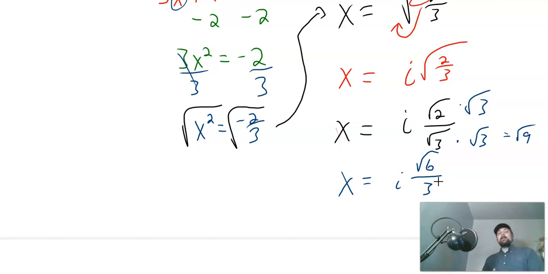The last thing that we need to correct here is that I did not use a plus or minus on my answer. So anytime you are taking the square root of both sides of an equation, a plus or minus has to be introduced, because the result could either be positive or negative and still satisfy the equation.